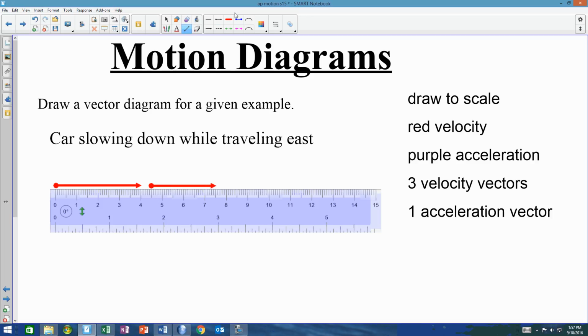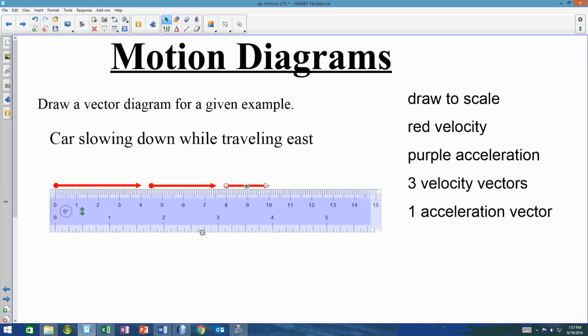Notice that I don't have them touching. When you draw your velocity vectors, you should be drawing them tip to tail when you're adding them. We're not adding these, we're just drawing them. And then the next one is going to be 2. Okay, so this is 4 centimeters, this is 3 centimeters, this is 2. Oops, that's not 2. This is supposed to be 2 centimeters long.